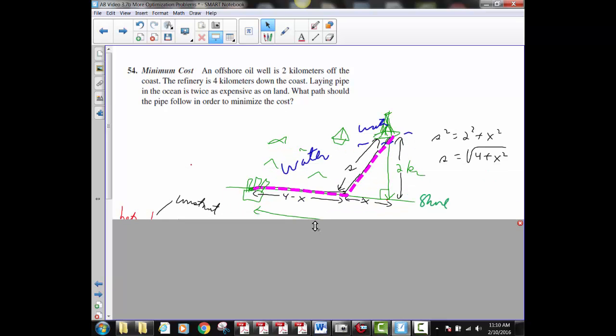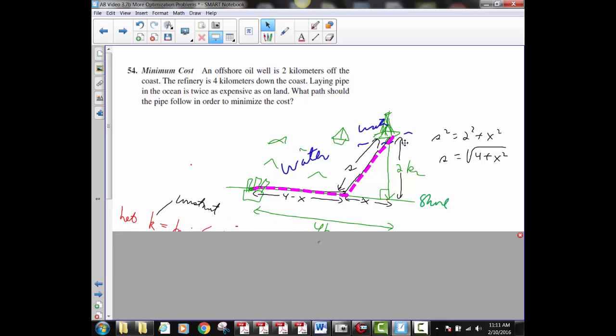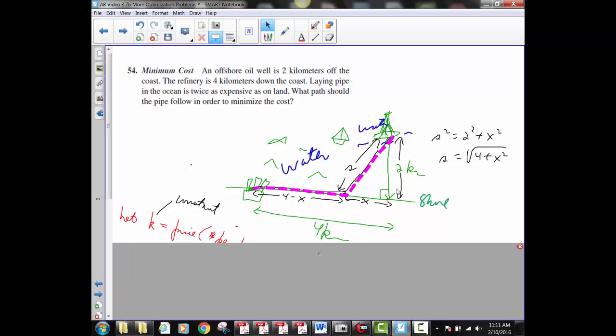So here's our nice little picture. Here's the shore, here's the water with the sailboat and the little fishies and the waves, okay? Here's our oil well. It's out here in the sea. It is 2 kilometers from shore, which would be a perpendicular shortest distance to shore. And the refinery is down here, 4 kilometers away from that point, directly opposite the oil well.